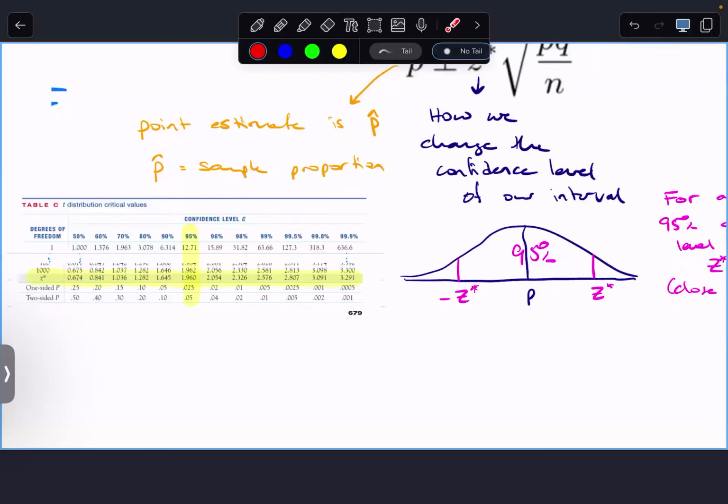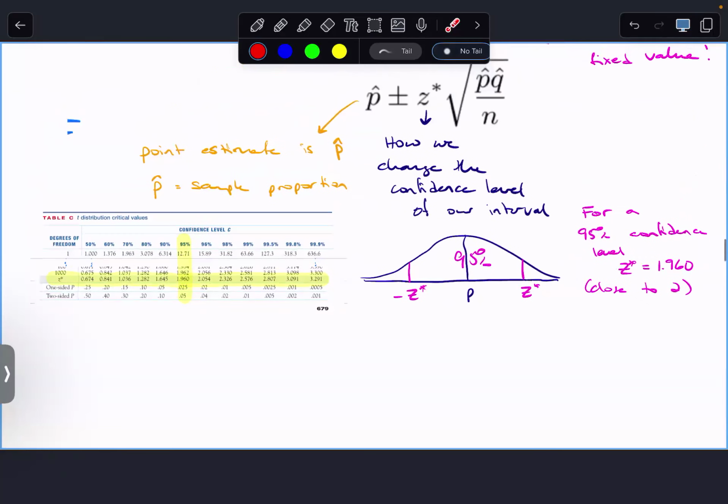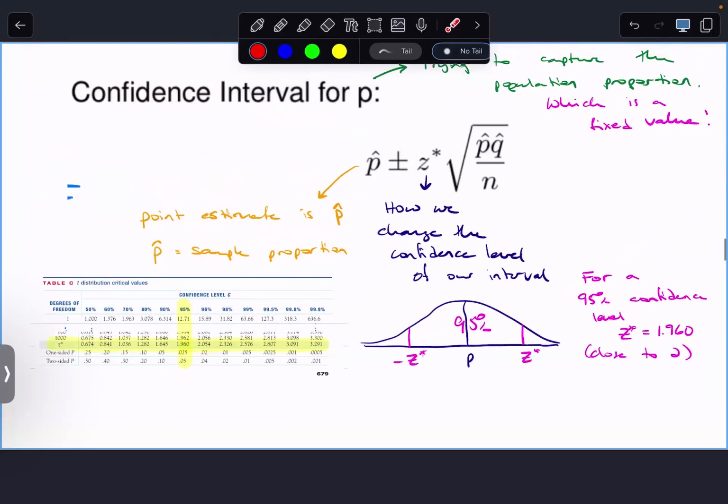Okay? But we can adjust your confidence level, right? 90 is pretty common, 95, 98, 99. I will only ask you to build confidence intervals that are on here. Okay. So don't worry, you're safe. Okay. But it will be one of those on the table. Okay. Same table, different use.